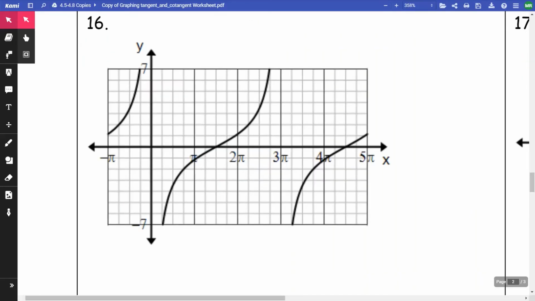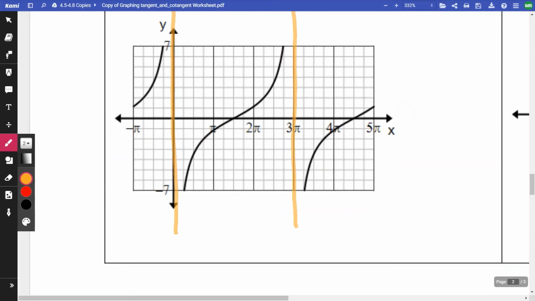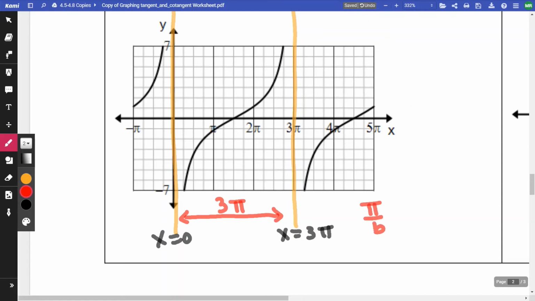So I'm going to think about number 16 as a tangent because I'm starting from the negative to the positive. So for this, let's first focus on our asymptotes. The asymptotes here are at 0 and at 3 pi. So I've got x equals 0 and I have x equals 3 pi. Now that tells me a couple things. For number one, it tells me that the period from here to here is 3 pi. Now, normally it should be pi. So if I take pi divided by b and set it equal to 3 pi and solve, I am going to get that my b is 1/3.